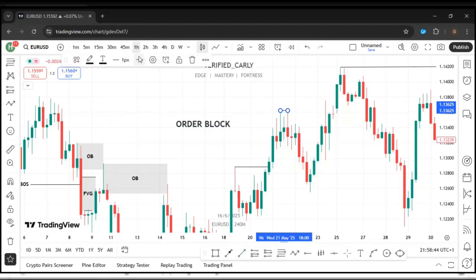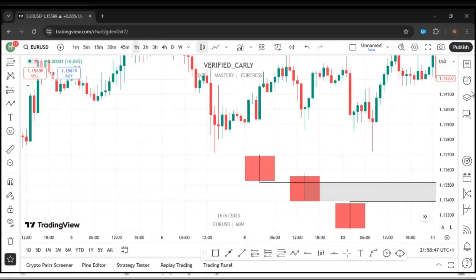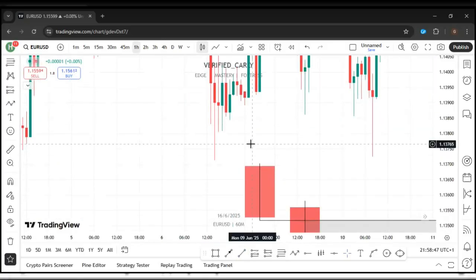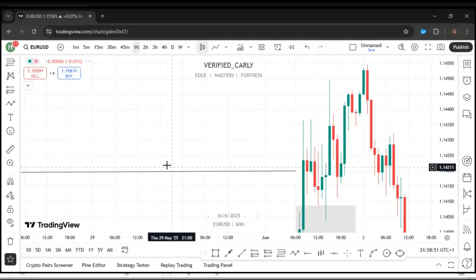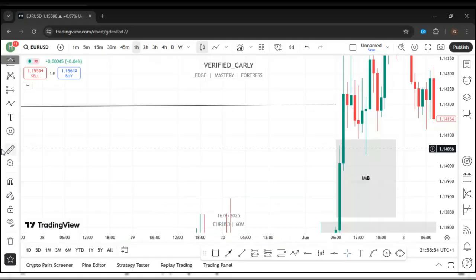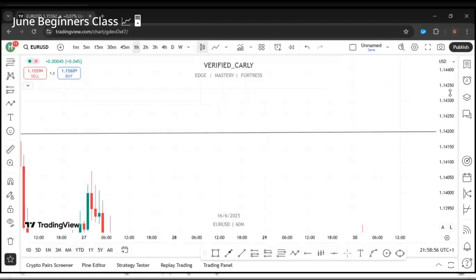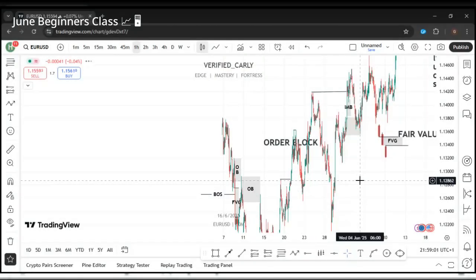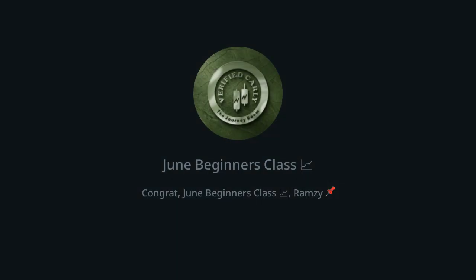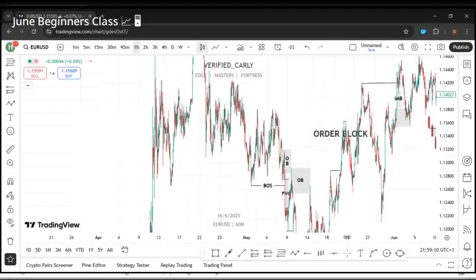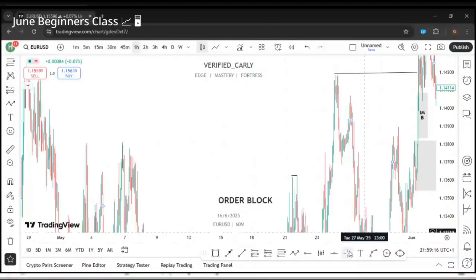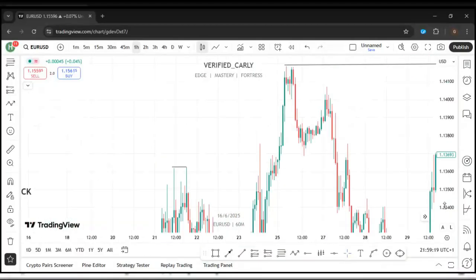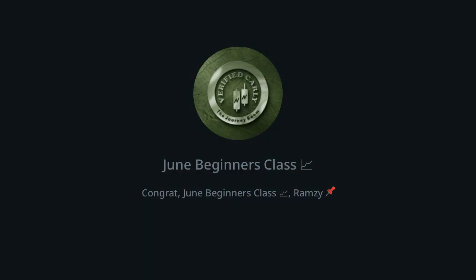Let's zoom into a lower time frame. You know what I'm talking about. This is one that I marked. Here's the one I marked. This is the zone that I marked. You are seeing this, right, guys? Hope you are seeing this.